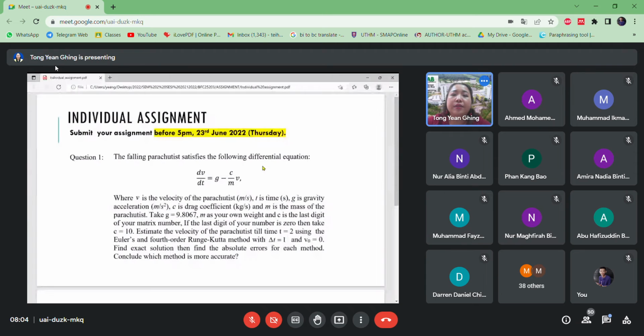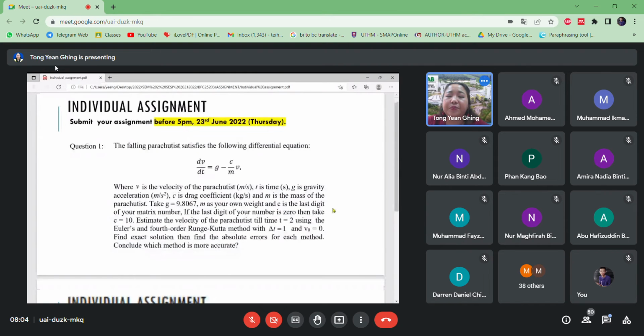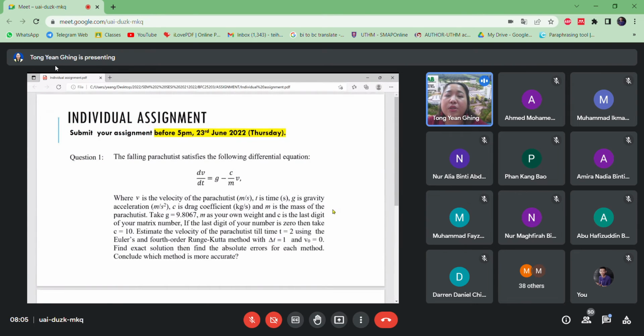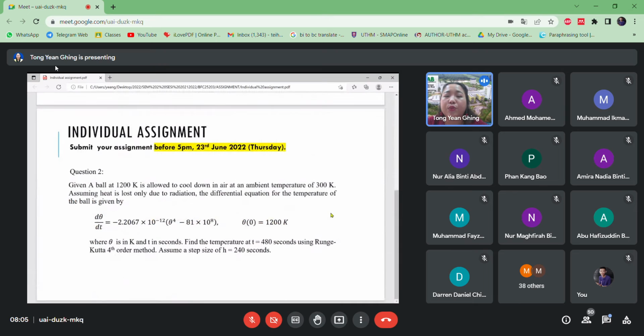Here you have to input the velocity, the gravity, G, and some unknowns here, C, M, based on your own information, okay? And then question 2 is regarding RK4. Actually I just want to know, since you said you can follow, whether you really can understand or not, okay?